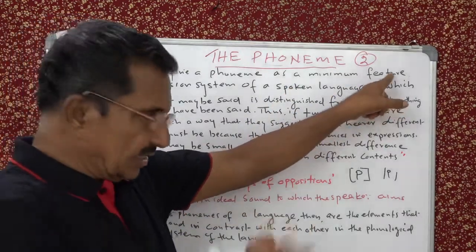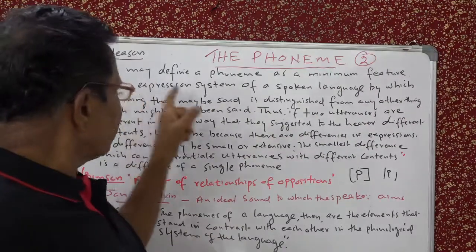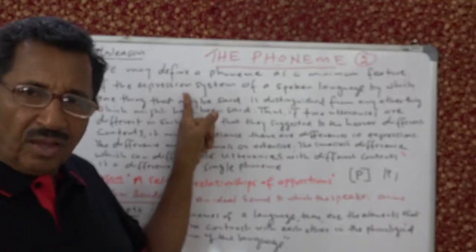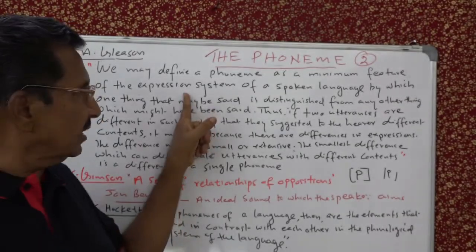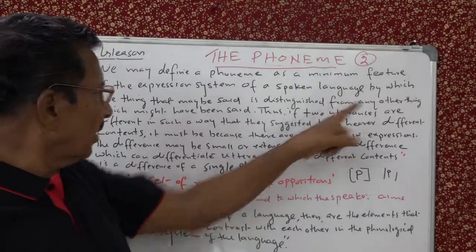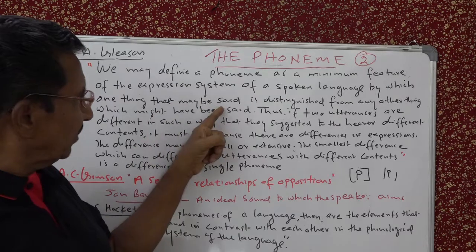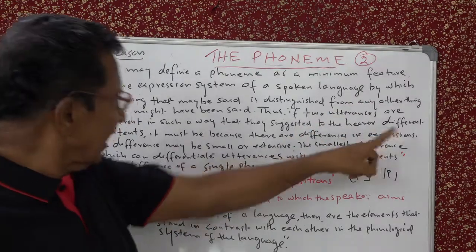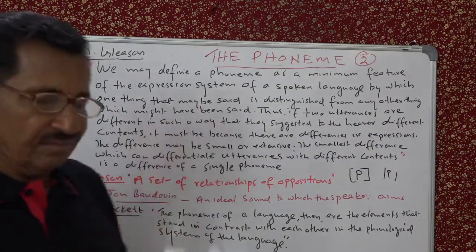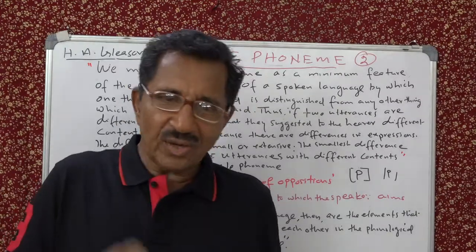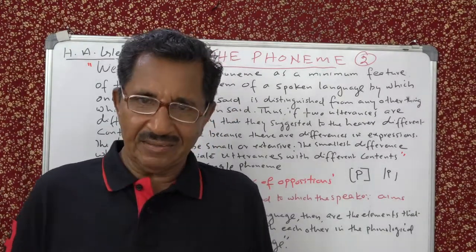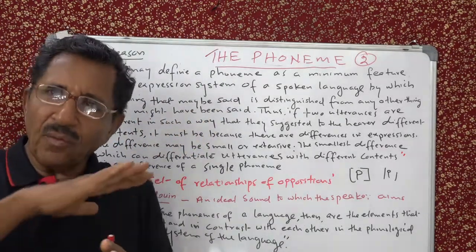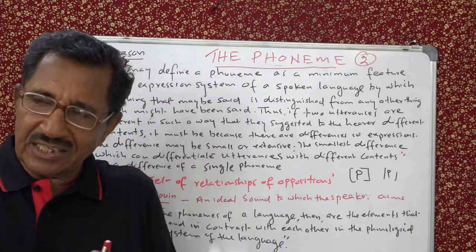Of the expression system, remember, the expression system has two forms. One is the written system and the other is the spoken system. Here it is spoken language, by which one thing that may be said is distinguished, differentiated from any other thing which might have been said. Suppose we say cat. One thing we have said, cat. Now, that is distinguished from all the other words in English.